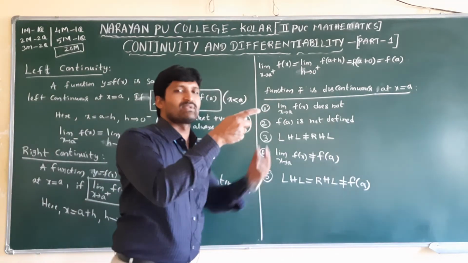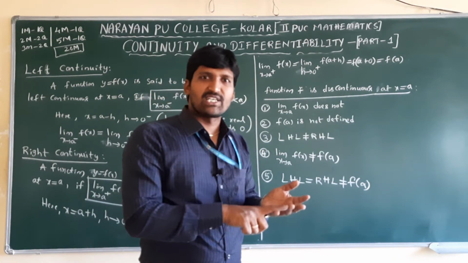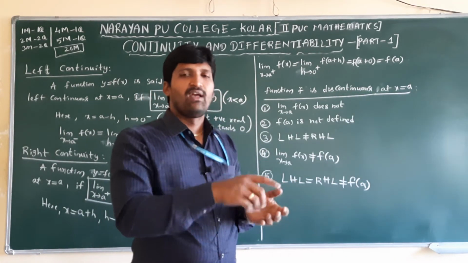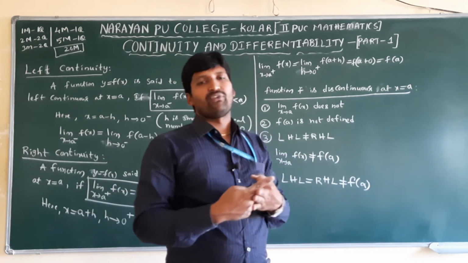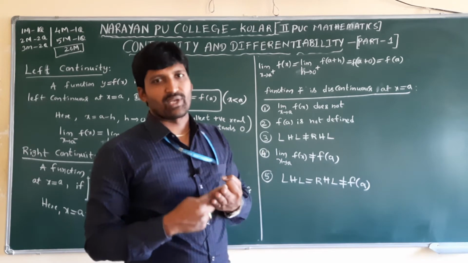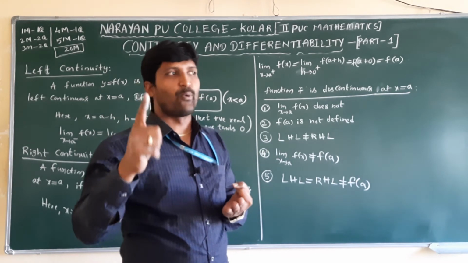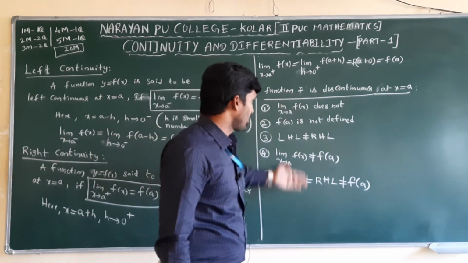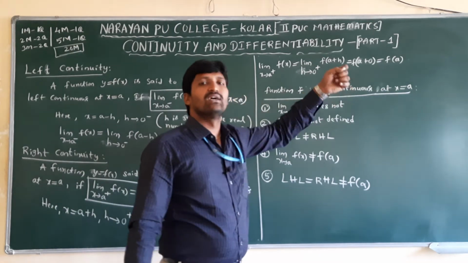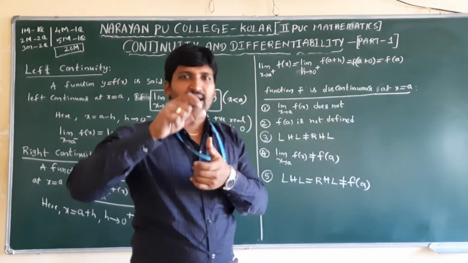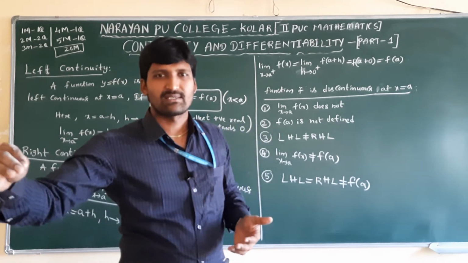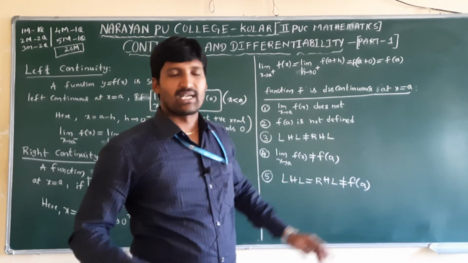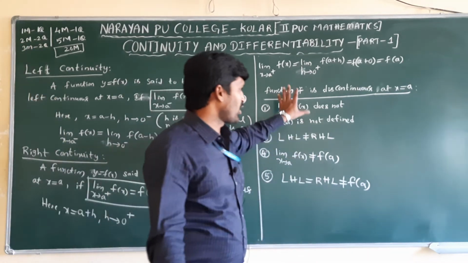At exactly the point, we already discussed: limit as x tends to a of f of x equal to f of a, or another formula, LHL equal to RHL equal to f of a. When these three are equal, we can say that it is continuous at the point. These are the possibilities for discontinuity at x equal to a. Already we learned the basics about breaks. When the graph of the function breaks, it is also discontinuous. That is the geometrical method. This is a formula based concept.